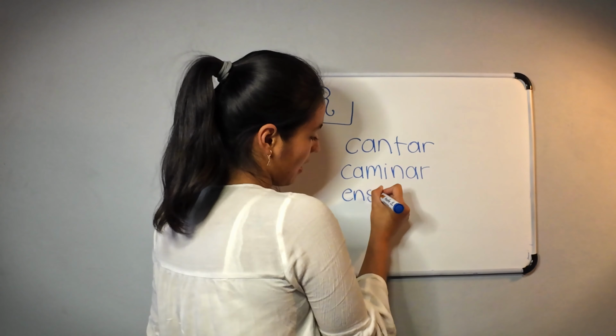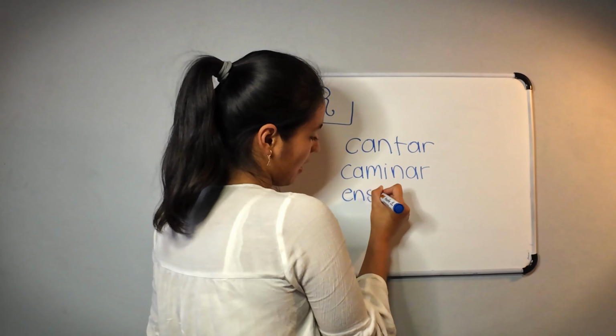So, as in our chart that we checked, we have the endings. I say that for yo, it's going to be O, tú, él, and ella, it's going to be the same. Nosotros, it's going to be nos, and ellos, and ustedes. Sorry, I forgot the A.